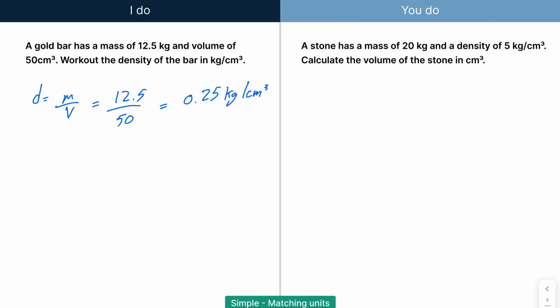So hopefully you've pressed pause and got the example on the right. So we have density is mass over volume. So to find the volume, we're just going to do mass divided by density. And that is going to be 20 divided by 5, which is 4. The units of volume are centimeters cubed.